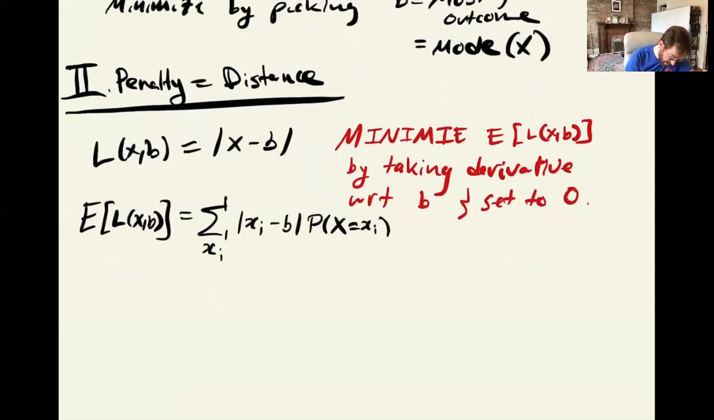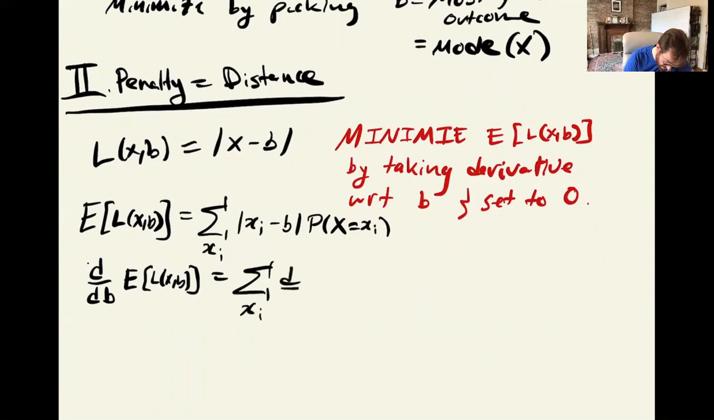So if I were to try to differentiate this, let's go ahead and do this: d/db of E of L of X, b. Well, I can use linearity of differentiation to say that this is the same thing as summing over each xi of d/db of the absolute value of xi minus b. And again, the probability in this case doesn't depend on b, so you can just view it as a constant.